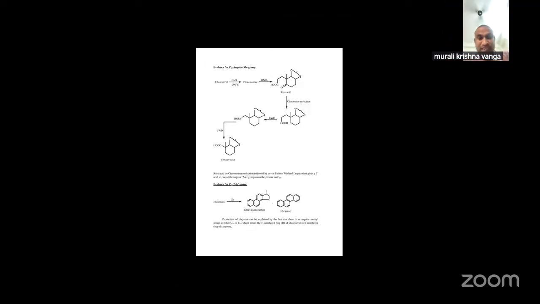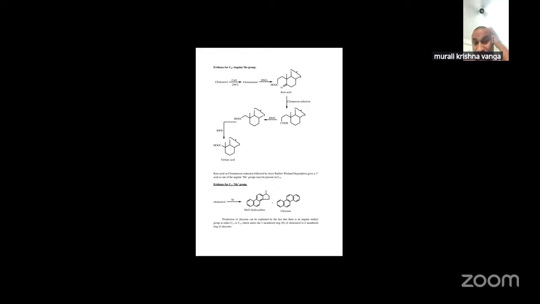Cholesterol formation takes place. This cholesterol under oxidation gives cholesterol. This cholesterol undergoes oxidation with HNO3, then forms keto acid. This keto acid undergoes Clemmensen reduction and gives carboxylic acid.